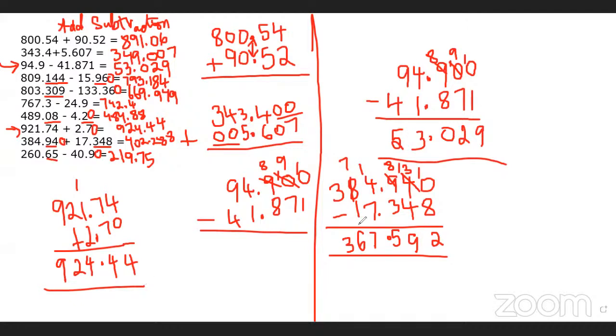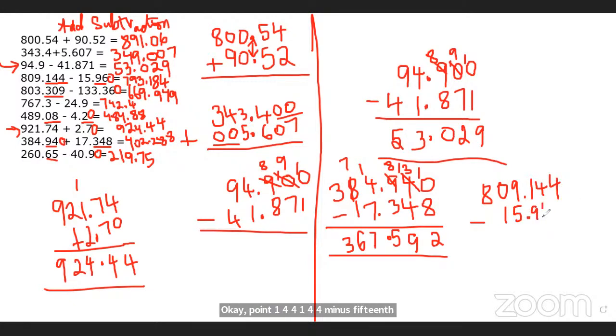Okay. Question number 4. Okay. 8, 0, 9 points. Okay. 0.144 minus 15.960. So that's a 4, then a borrow, and that's 14 and a 0. 6 plus 4, 10, 10 plus 4, 8.